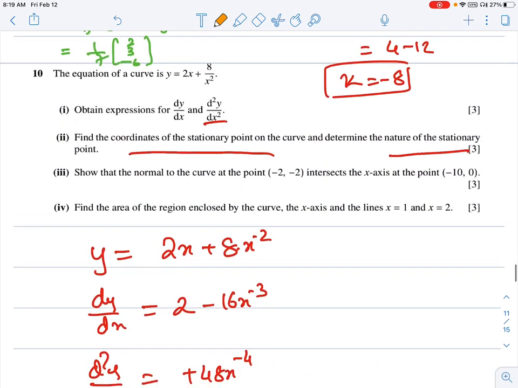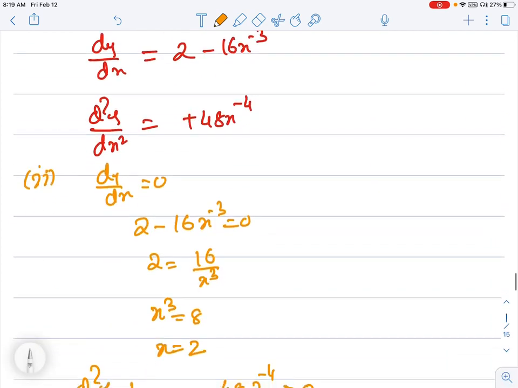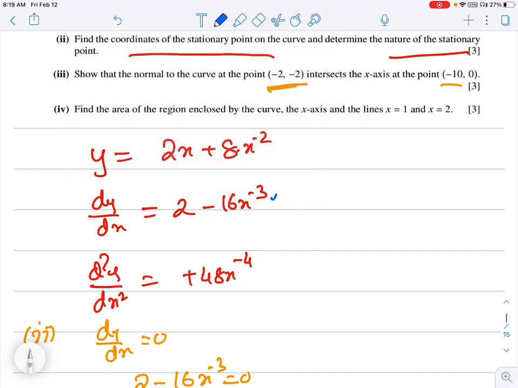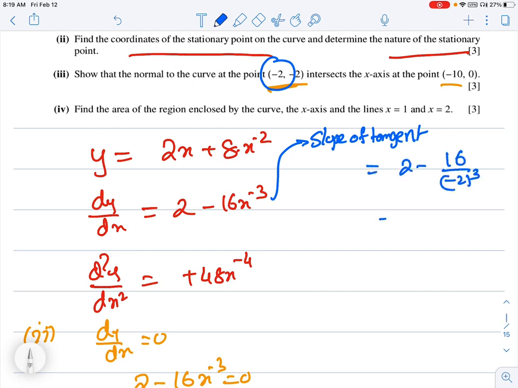That's the one. Then the third one: show that the normal to the curve at (minus 2, 2) intersects the x-axis at this point. Normal to the curve. Okay, so this is the slope of a tangent. Slope of tangent: I plug in x is minus 2, so I get 2 minus 16 upon (minus 2) whole cube, which becomes slope of the tangent equal to 4. But I want the normal, right? Slope of normal becomes minus 1 upon 4.